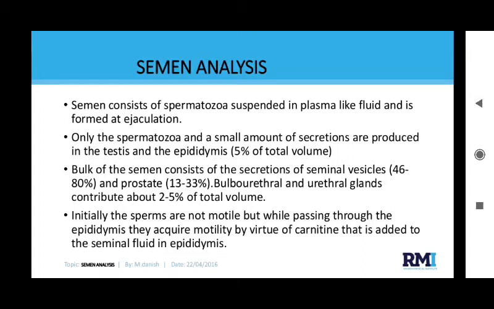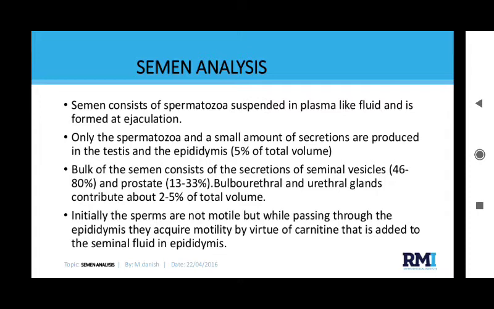Good morning, students. Today's topic is semen analysis, and another topic is the effect of removal of gonads. So we'll start with semen analysis, followed by the removal of gonads. Now, coming to semen analysis, semen consists of spermatozoa suspended in plasma-like fluid and is formed at ejaculation.